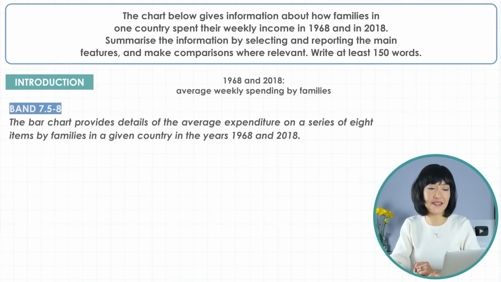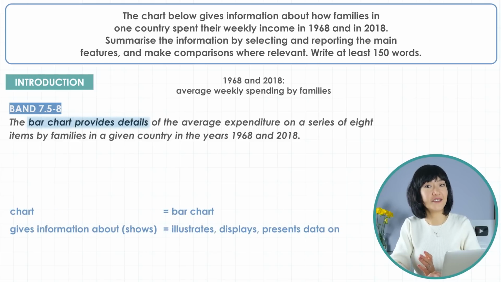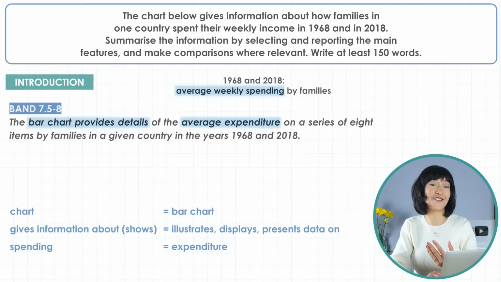Here is the first. The bar chart provides details of the average expenditure on a series of 8 items by families in a given country in the years 1968 and 2018. The chart becomes a bar chart, gives information is provides details. Average weekly spending is average expenditure. And we add the 8 items from the chart. In a country is in a given country. And we add in the years at the end.